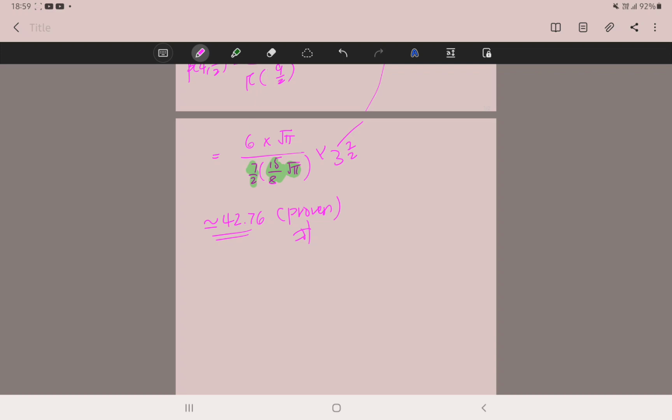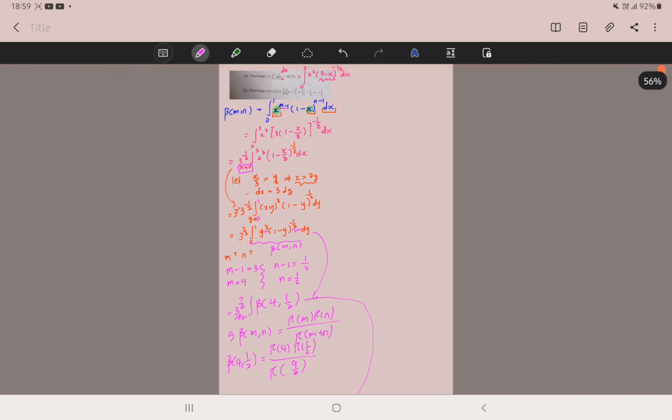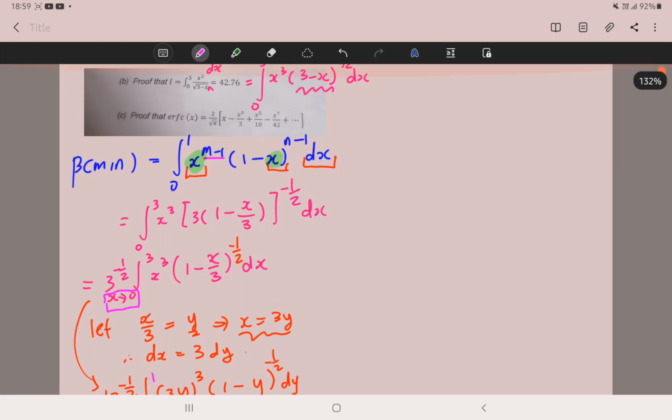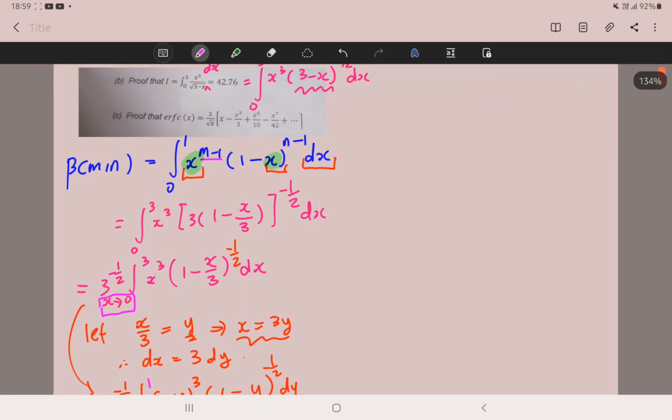Okay, so it's very simple. So we can go into the next question, which is about the error function basically. Alright, for question C, you need to remember basically the general formula for the error function.